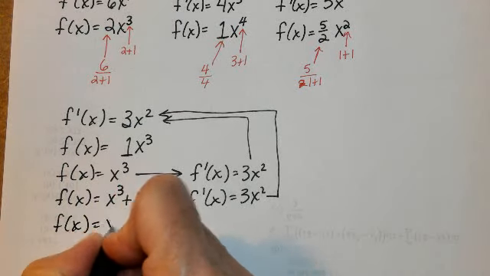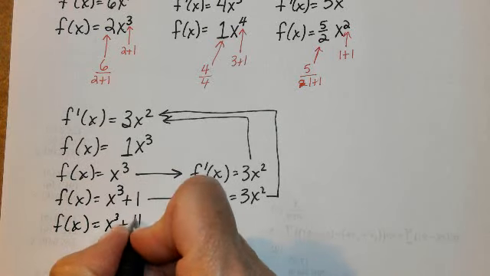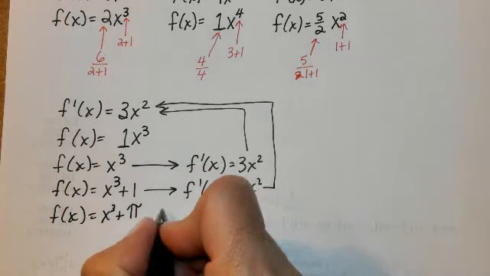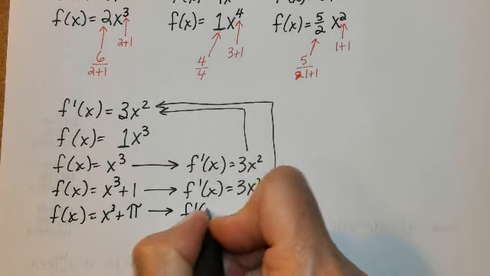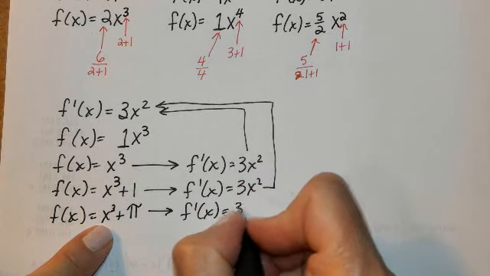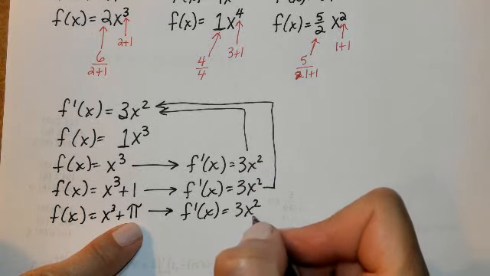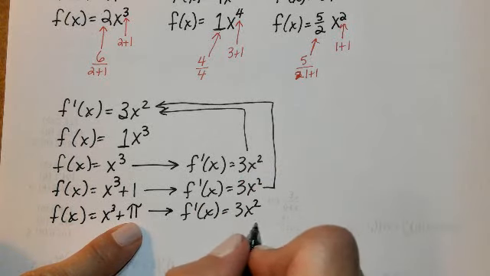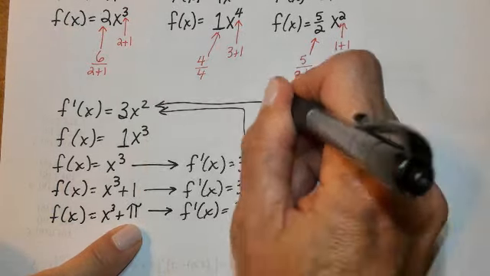What if we had x cubed plus some other constant, like pi? What's the derivative of that? 3x squared plus, what's the derivative of pi? 0. It's just a constant, right? So once again, we got back there.